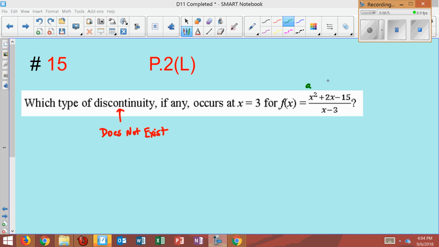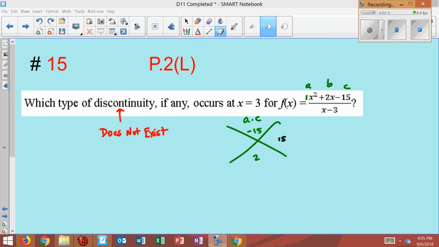I'm going to do my x method, so I'm going to say that's a, b, and c. And so with the x method, you do a times c for the top of the x, which would be 1 times negative 15. Again, negative 15. Put 2 on bottom. Now you go through your factors. Would 1 and 15 multiply to be 15? Do they somehow add or subtract to be 2? No. So I go on.